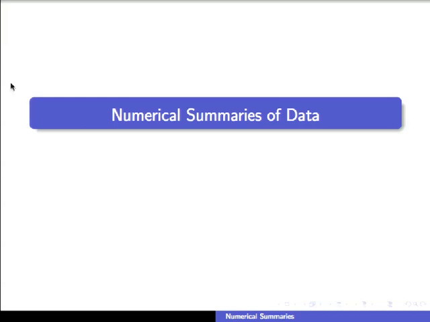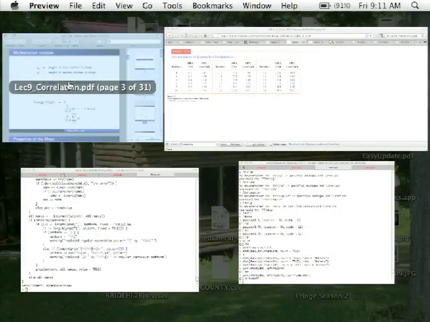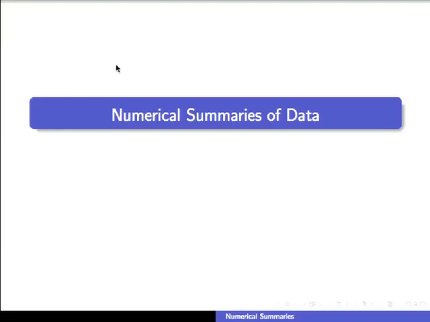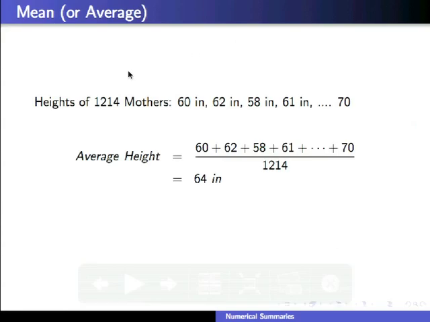Okay, so we're going to talk about numerical summaries today. We already spent some time on it, I think, a week or 2 weeks ago. And this should mostly be review aside from 2 new ideas. But this is going to be a way to summarize numerical summaries. There we go. Okay, we're going to start with the mean or the average. I use those two interchangeably.